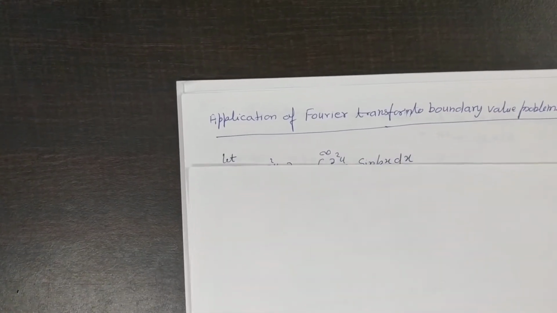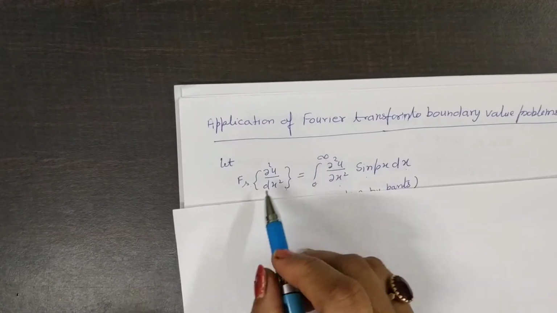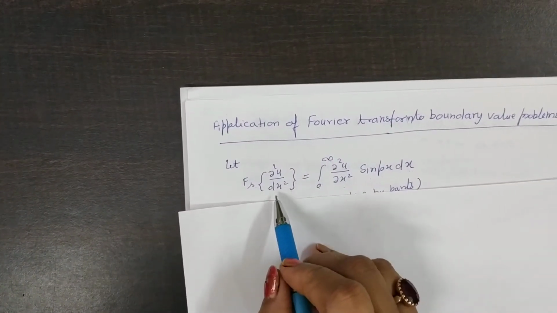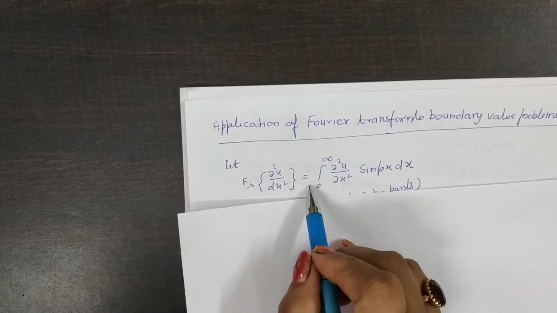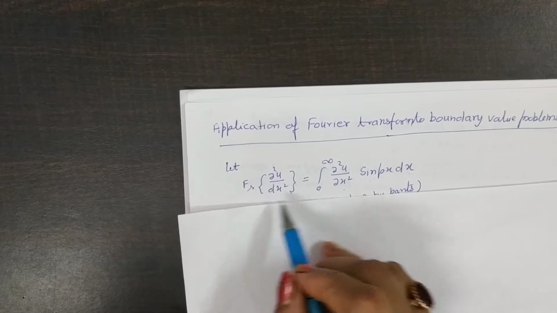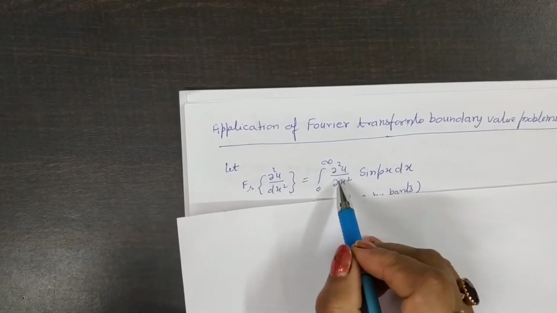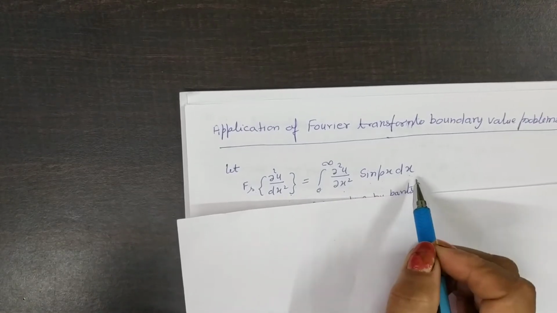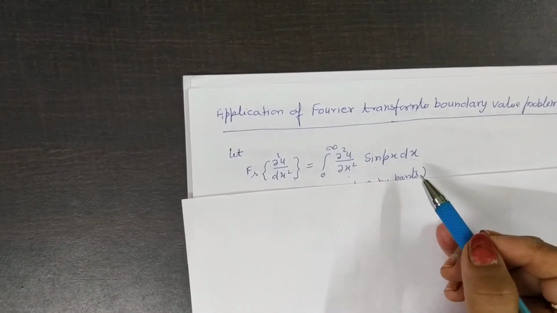Now, let the Fourier sine transform of ∂²u/∂x² be equal to the integral from 0 to infinity. This is the definition of the sine transform: the integral from 0 to infinity of ∂²u/∂x² times the function sin(px) dx. Now integrating by parts.